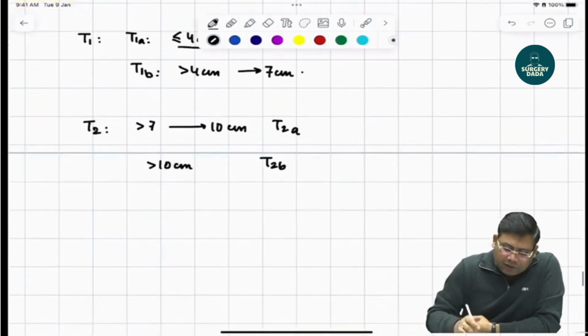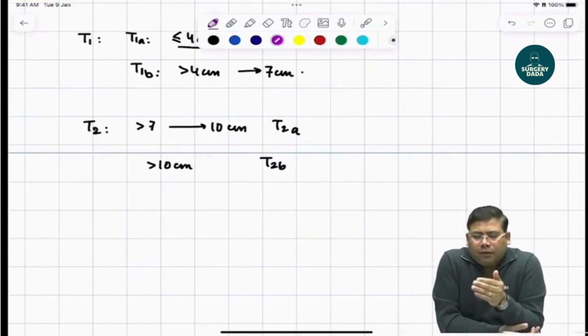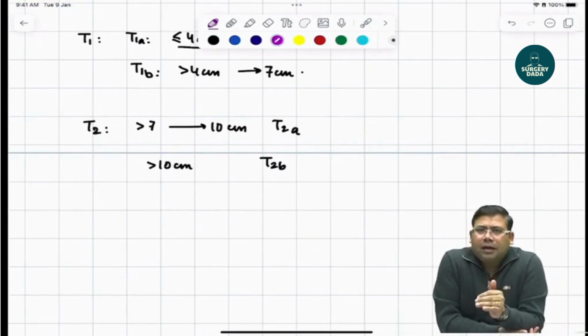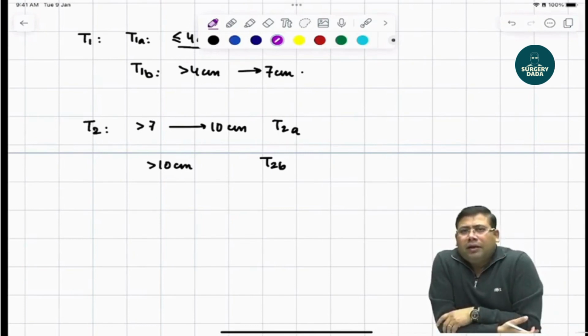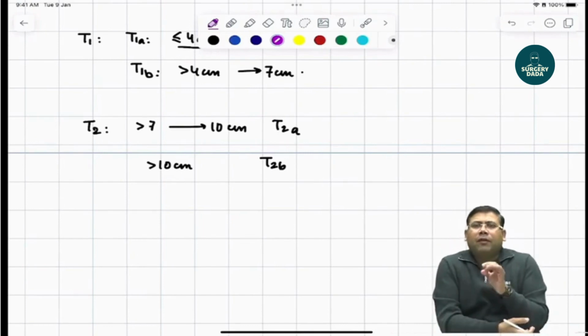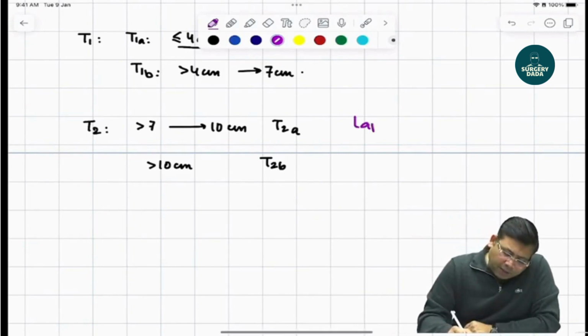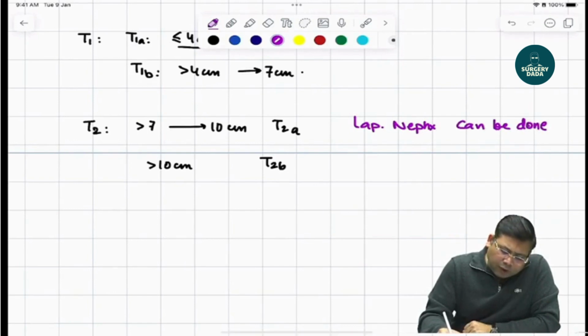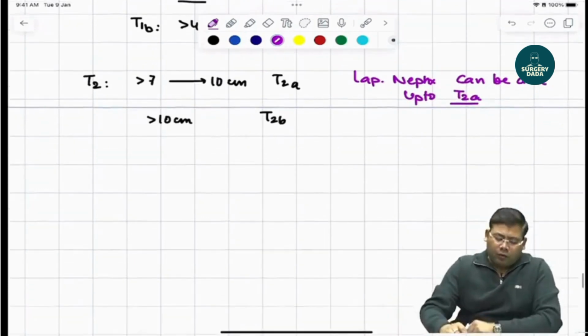What is the significance of this T1A, T1B? Everyone knows that whenever we want to do a partial versus radical nephrectomy, this is the benchmark. But what about the concept of T2A and T2B? Do you know laparoscopic nephrectomy can be done only up to 10 centimeters? So the answer is lap nephrectomy can be done up to T2A, not beyond. So T2B, you cannot go for it.